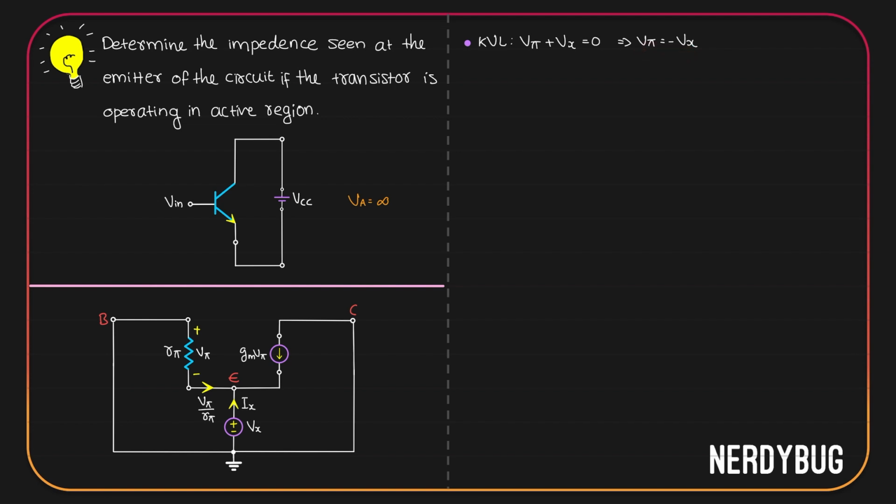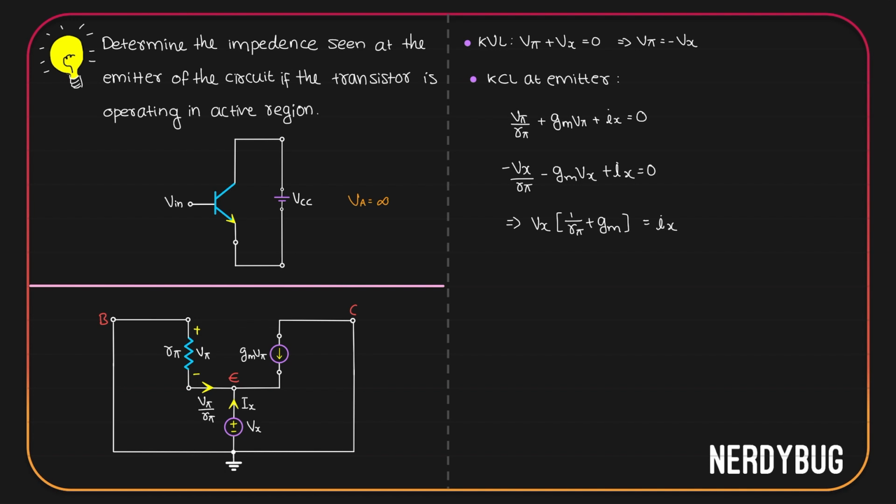Now let us apply KCL at the emitter node. What are the currents we have? We have V pi by R pi that is coming into the node. We have Ix that is coming into the node. We also have GM V pi that is coming into the node. The total sum has to be equal to 0. So we can write like this. V pi by R pi plus GM V pi plus Ix is equal to 0. But we have already seen V pi is minus Vx. So let us replace all the V pi's over here with minus Vx. That gives us minus Vx by R pi minus GM Vx plus Ix equal to 0.